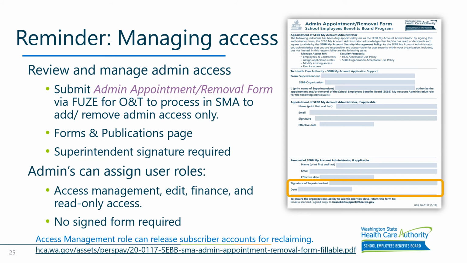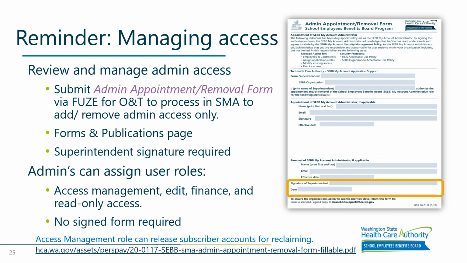As an admin, you can assign user roles such as access management, edit, finance, and read-only access. You don't need to sign a form to do this. All you have to do is check or uncheck the roles that you would like that person to have or not have. And on this form, it's broken down into a few sections. At the very top, it's asking for superintendent information, the SEBB organization, and you want to print your superintendent's name.